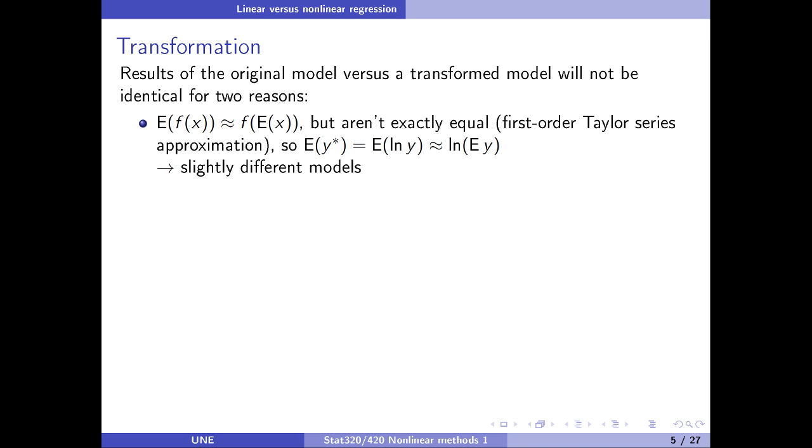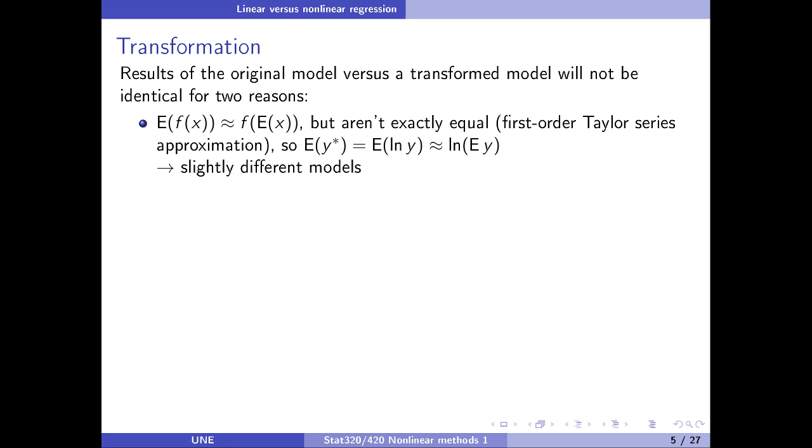Now, there's one thing to note that when we're doing this sort of transformation, we're not actually going to get exactly the same estimates. We have slightly different models. So the first thing to point out is that the expected value of a function of x is not equal exactly to a function of the expected value of x. They're pretty darn close, but they're not exactly equal. They're within a first order Taylor series approximation if you've ever run into Taylor series.